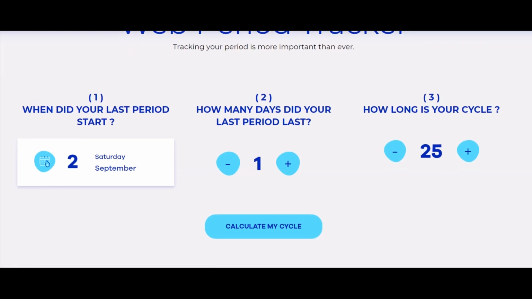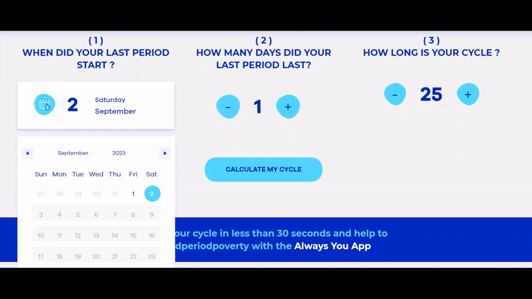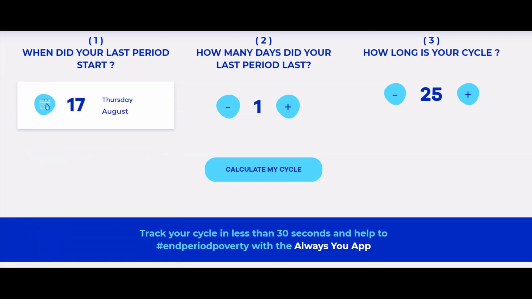Okay, now this period tracker has some questions. So, when did your last period start? Okay, so I'm going to be picking a random date. Okay, so let's go to August and pick August 17th. So, when did your last period start? August 17th. How many days did your last period last? Okay, so I would be taking 6 days. How long is your cycle?